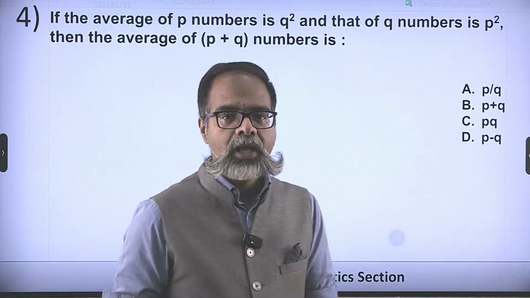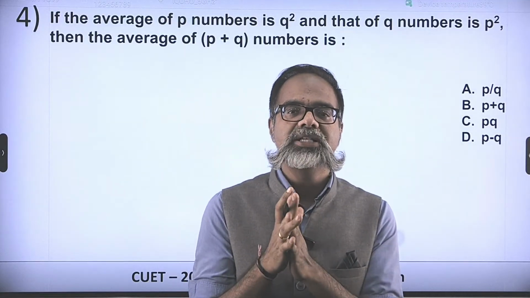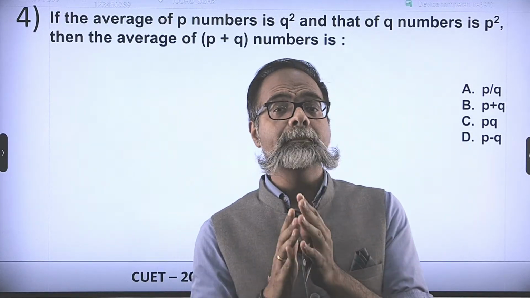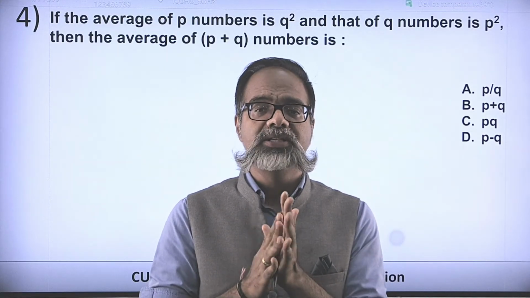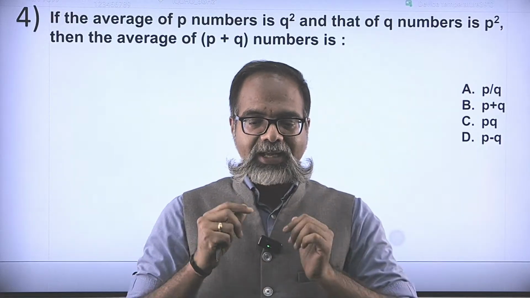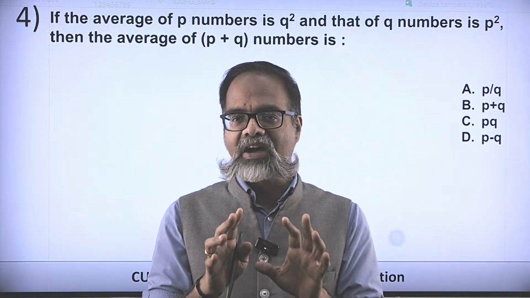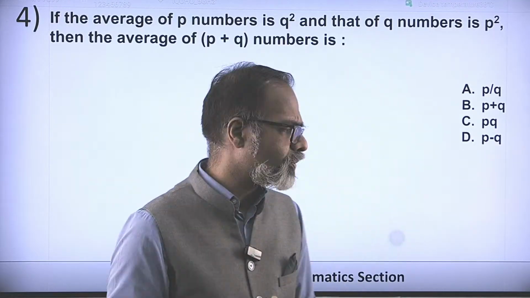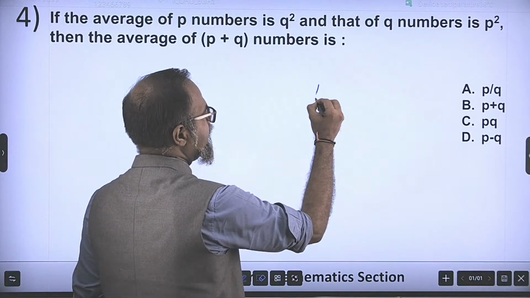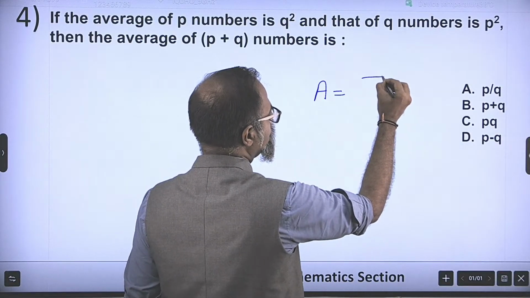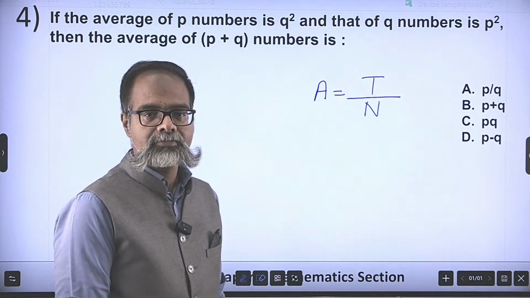Nice. Now, it says if the average of P numbers is Q square and that of Q numbers is P square, then the average of P plus Q numbers is how much? Now, technically, it looks a bit complicated, but if you know the fundamentals of how averages function, believe me, it's a sitter problem, right? So what exactly is an average? Well, an average is nothing but the total of all the numbers upon the number of numbers, right?